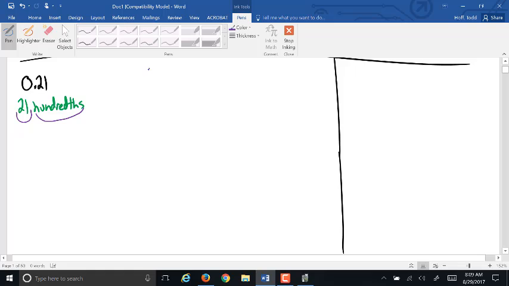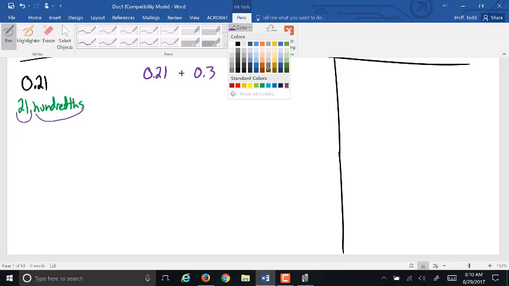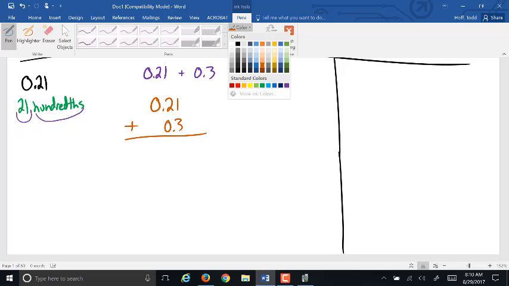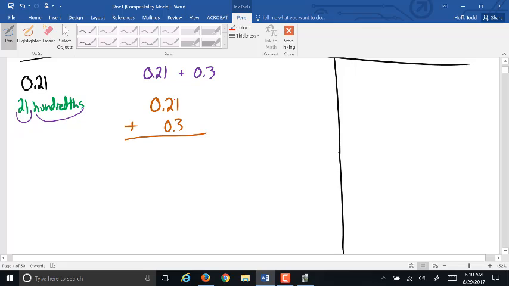So if I were going to add decimals, like 0.21 plus 0.3, is that going to work? What did I do wrong there? You've been taught, that third grade teacher taught us, you have to line up the decimals when you add decimals. You have to have the decimal points. Why? Yeah, the placement matters. This is 21/100ths. This is 3/10ths. They have different names.